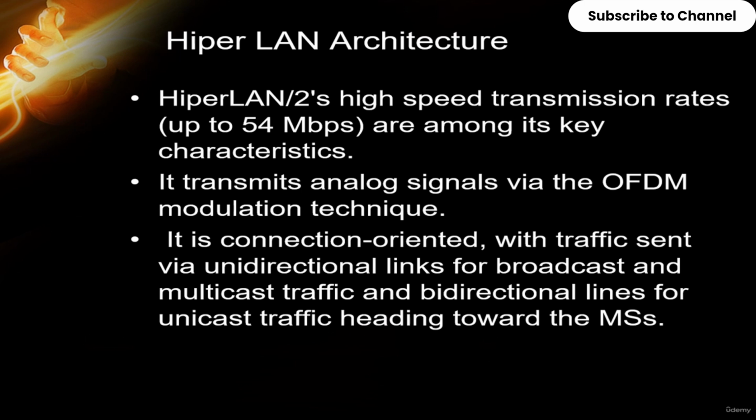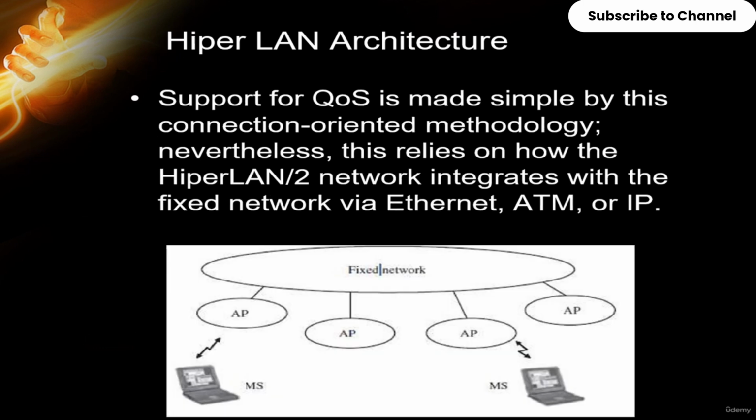Now we will see the architecture of HiperLAN. As we saw, it uses OFDM and connection-oriented services. Here you can see the HiperLAN 2 architecture. Here it has various access points. This HiperLAN example is used with fixed networks. The fixed network has some base stations, and through the access points the mobile nodes communicate with the HiperLAN network. HiperLAN 2 technology is application neutral due to its ability to work with almost all kinds of fixed networks.